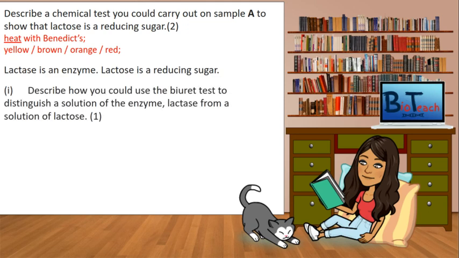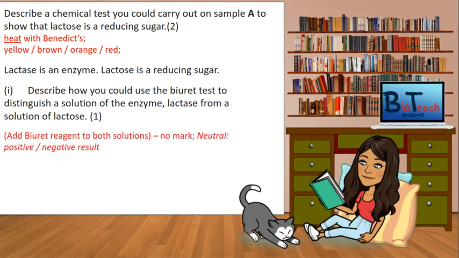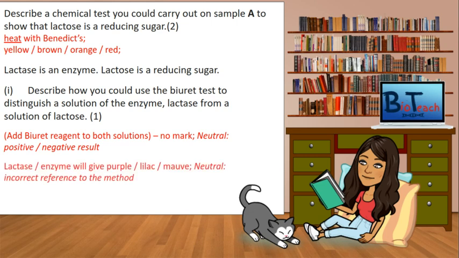The next question states that lactase is an enzyme and lactose is a sugar, and asks you to describe how you would use the Biuret test to distinguish between the two of them. By now, you should know that enzymes are proteins, and this question is just for 1 mark, so they would not give you any marks for saying that you would add Biuret solution into both of the solutions. For the 1 mark, they actually want you to state the colour change for the enzyme, so you would have to state that the enzyme, or lactase, will give you a lilac colour. You could say that lactose will remain blue.